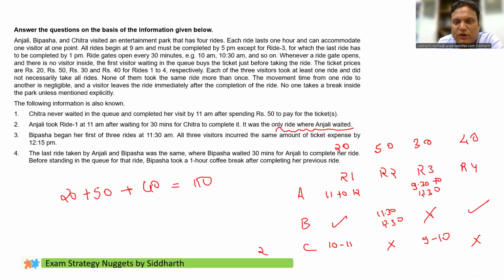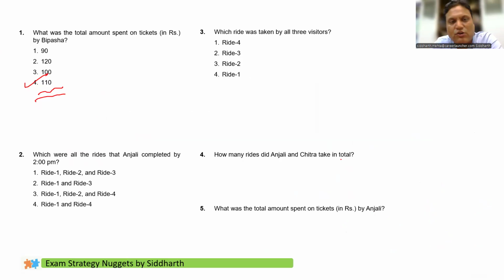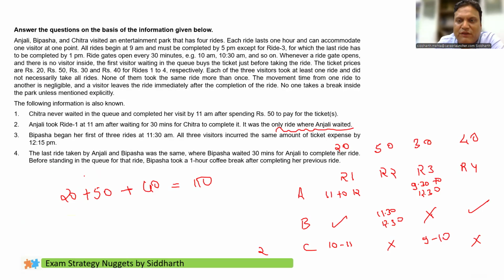Just look at it. Just from this table, we can say, because Bipasha has taken three rides and she cannot take R3, automatically. From the three points itself, you can say without much ado, which were all the three rides that Anjali completed by 2 p.m. So certainly Anjali has completed ride 1 and ride 3 by 2 p.m. These two options don't have that. Ride 1 and ride 3 Anjali has completed by 12:15. By 2 p.m., what she would have done?